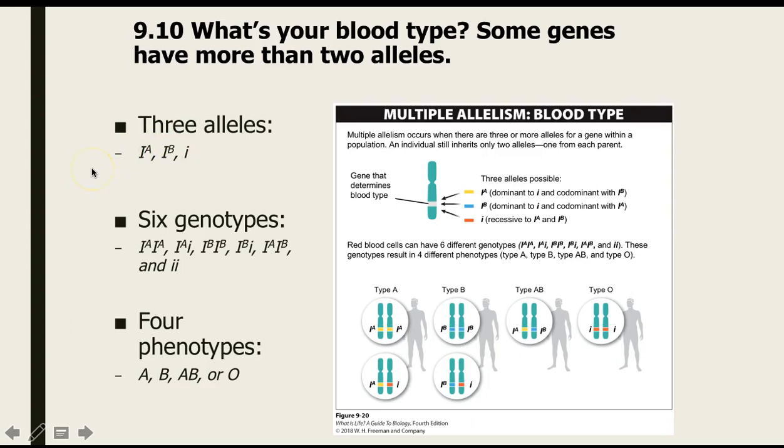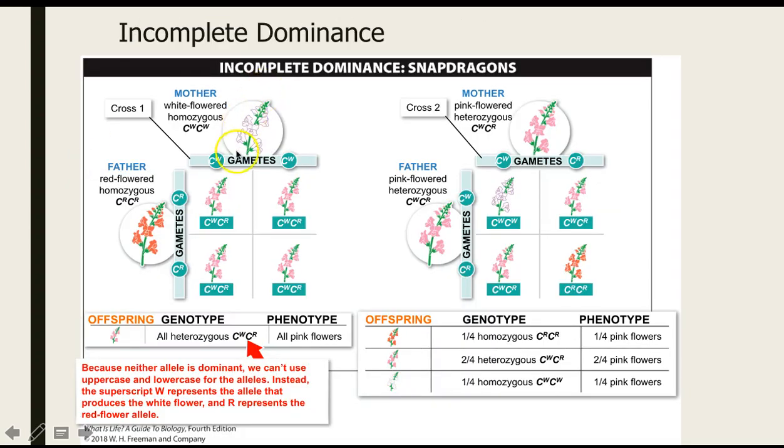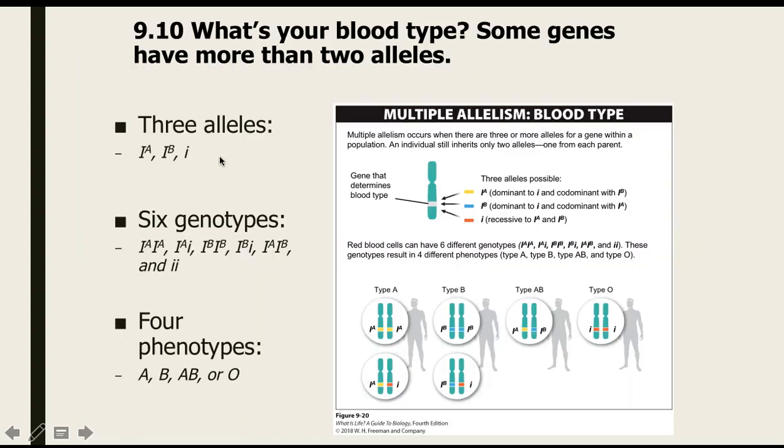Hopefully you remember from when we were talking about incomplete dominance that when you don't have normal dominance or recessiveness, you use these superscripts. That's what's going on right here. Capital I with superscript A means you have the allele for type A. Capital I with superscript B means you have the allele for B, and lowercase i means you have the allele for O. This also involves dominance and recessiveness, because remember, capital letters are dominant and lowercase letters are recessive. So this is a very confusing system.